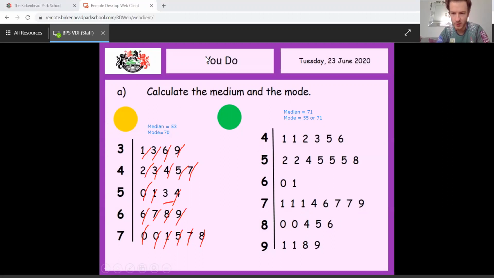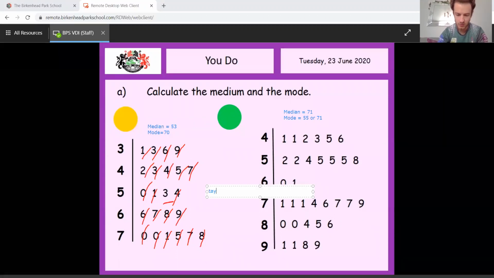Okay, so I hope you've been able to draw a stem and leaf diagram and now analyse it using a range of averages.